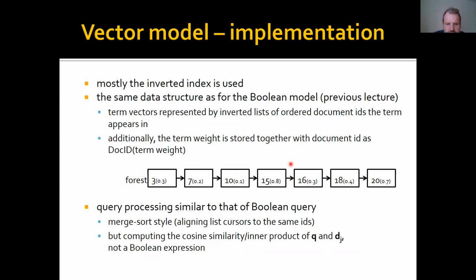And if we want to use this inverted index for querying, it's again very similar to the Boolean query, because we again need the merge sort style of aligning cursors in different lists corresponding to the terms we are querying for. But instead of evaluating a Boolean predicate on this document vector across multiple terms, we compute the cosine similarity between the document vector and the query vector, because the query vector is already known.